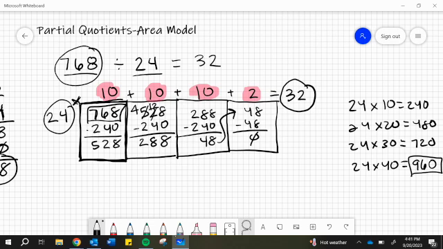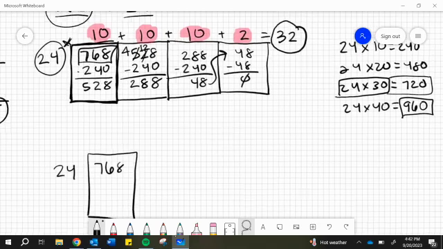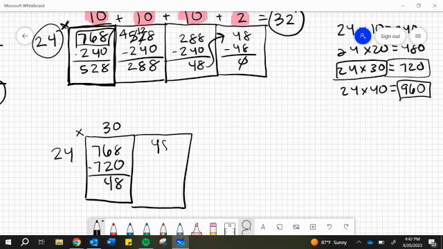So if I wanted to try, I knew 24 times 30 gave me 720. I could use that 30 instead of a 10. So if I wanted to set up again, here's my vertical dividend. 768 goes inside. I could use 30 as my partial quotient, and I know 24 times 30 gives me 720. I subtract. I get 48. 48 goes into my next box. And 24 can go into 48 2 times, and that gives me 48. I could subtract, I get 0. And that 30 plus 2 gives me 32.